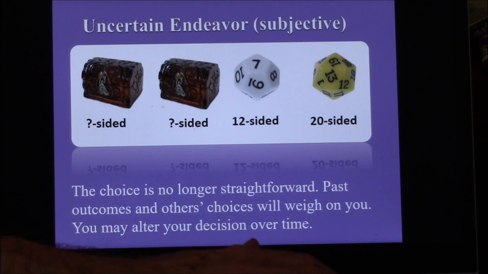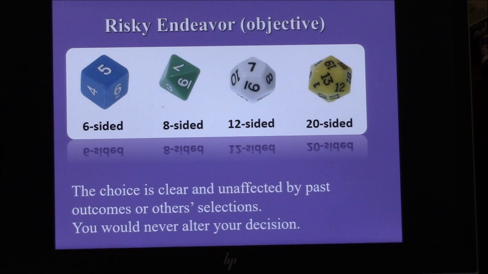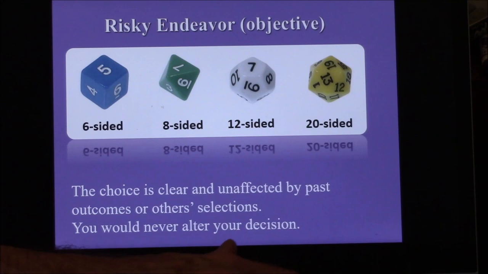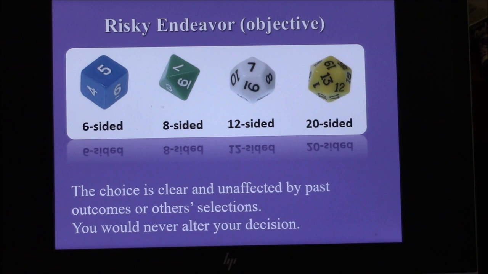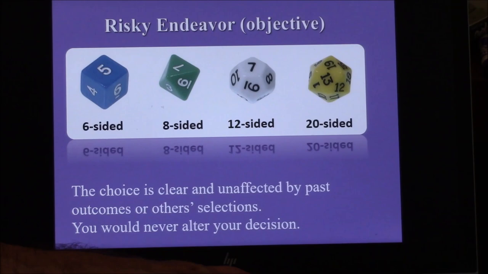Let's go back to this one, which I had not shown you. The choice is clear and unaffected by past outcomes or other selections. You will never alter your decision. You always pick the six-sided die, period. Cain says, that's wonderful, except that's not how the real world works. Now, it turns out that's easier to model mathematically, which made it attractive to economists. But he was like, look, at some point you got to decide. I'm worried more about explaining the real world than I am about making a pretty model. And in fact, he had statements to that effect, directly saying that.